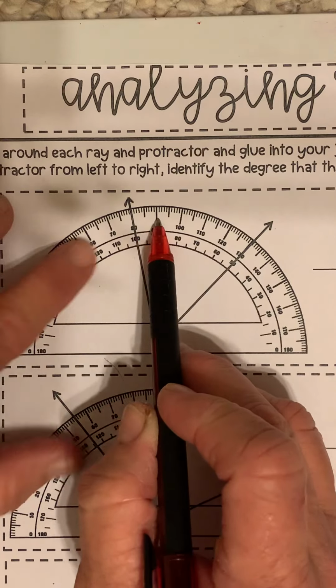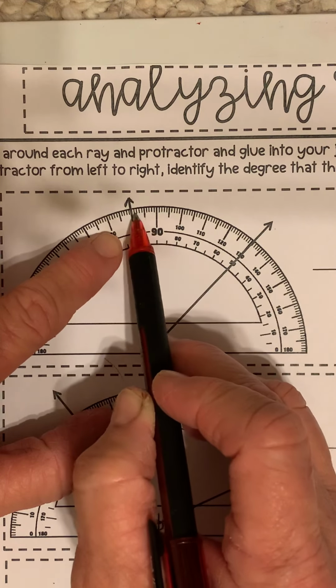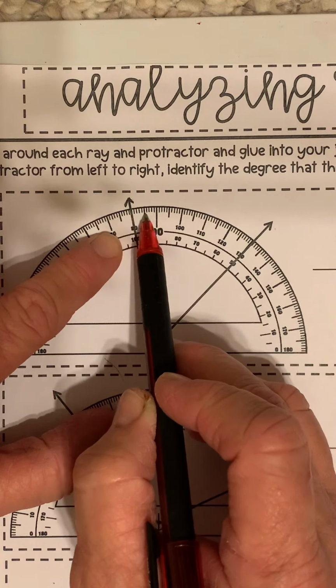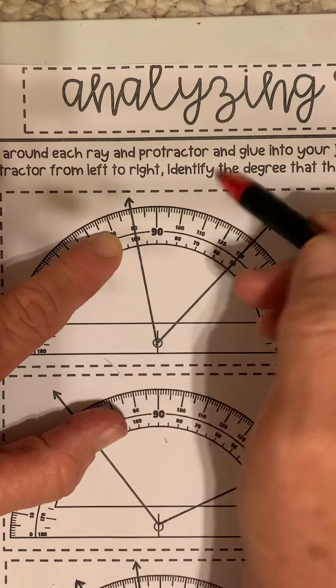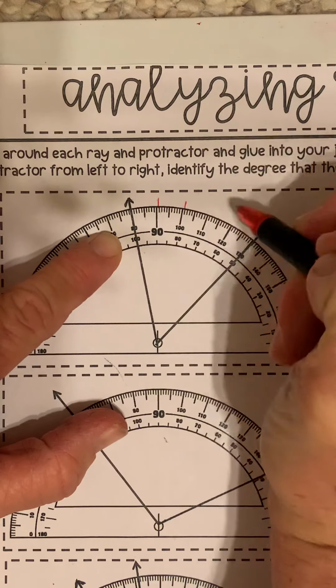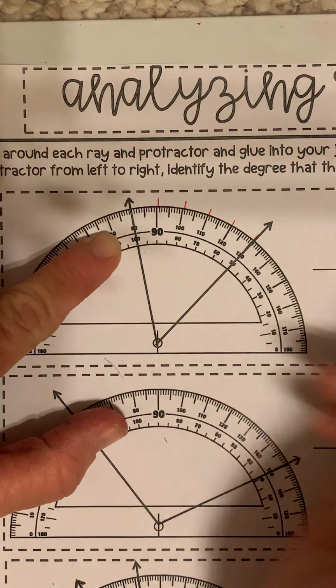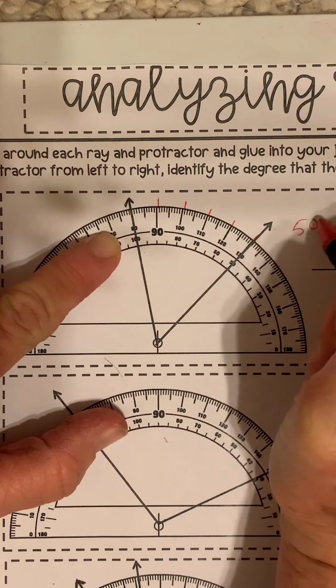I've got from here to here, we know is 10. From here to here is 5, and we can count the little marks if we want to. Here to here is 5, and then 5 more is 10. So I've got 10, 20, 30, 40, 50. This angle right here is 50 degrees.